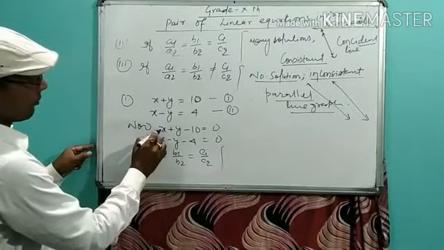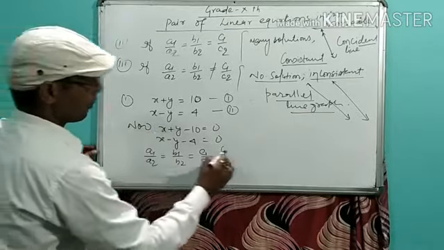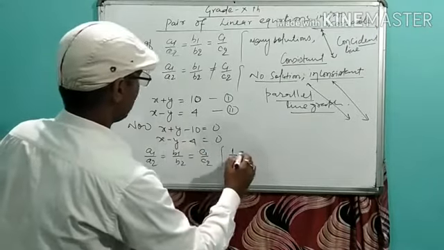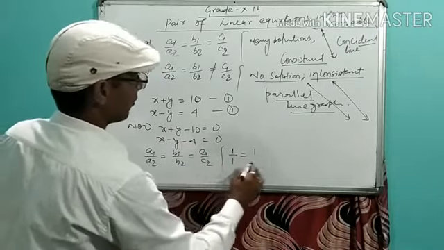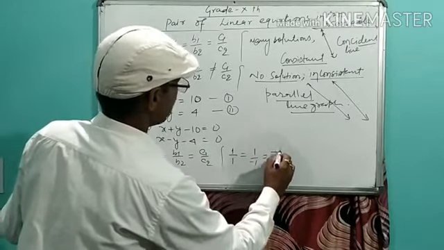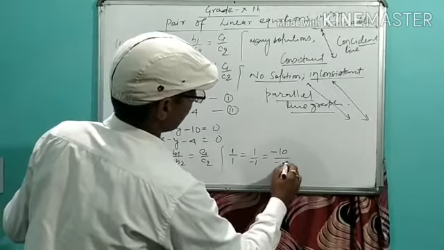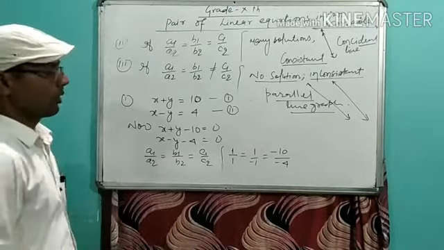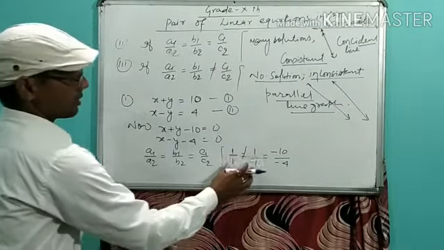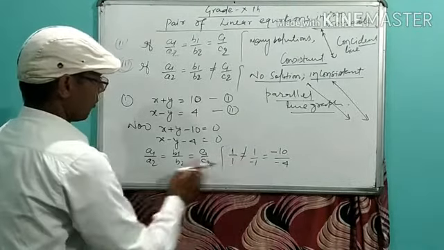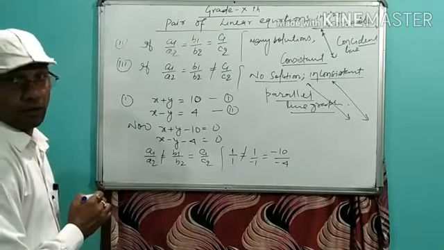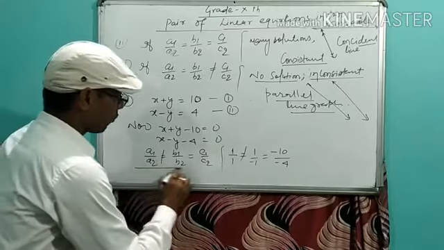What is the coefficient of x? Nothing other than 1, so you can write 1 by 1. Here 1, here minus 1, and here minus 10 by minus 4. What are you looking for? First, this is not equal. The first condition is that this is not equal. Certainly, a1 by a2 is not equal to b1 by b2.